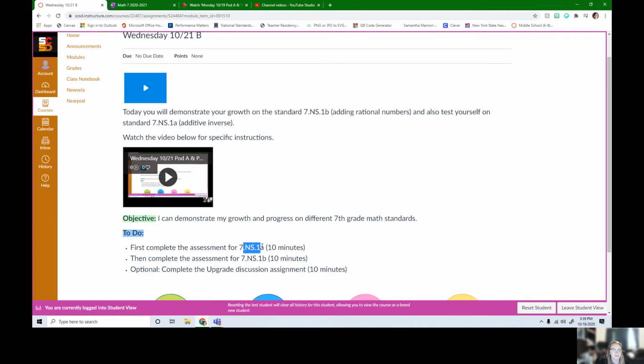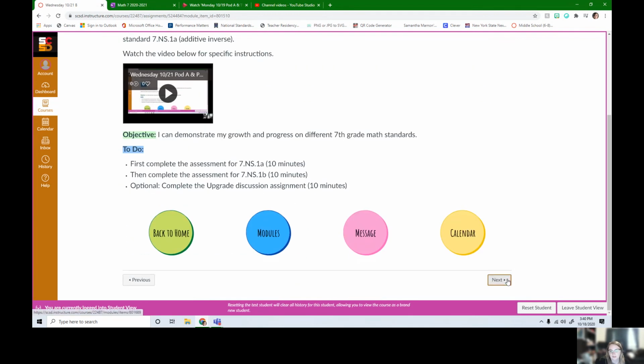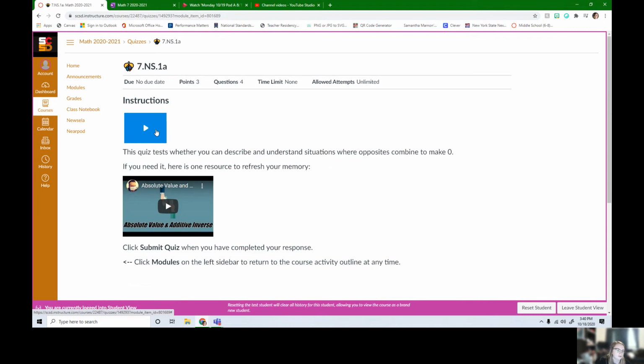We're working on standards 7.NS.1a and 1b. These are going to go on our data wall. So each quiz is by standard. This is old state test questions. There's a video if they want to watch somebody else talk about what this test is about, to get a different perspective than what I've been saying or Miss Eastman's been saying.